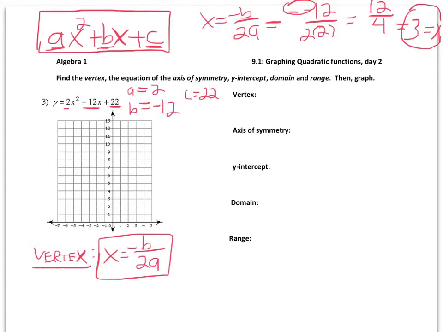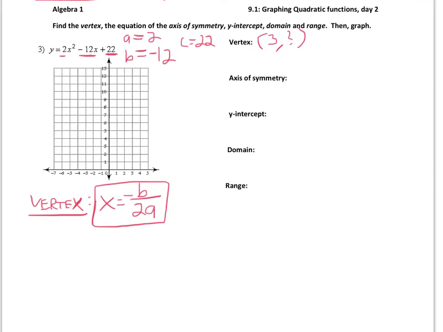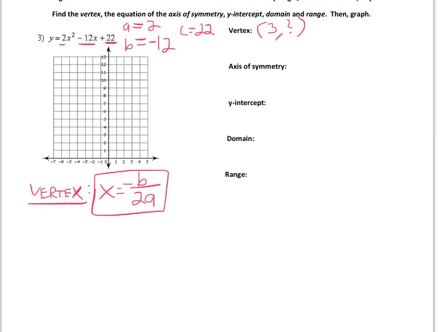Now, a little bit more work. The vertex is 3, and I'll put a little question mark, because I don't know what the y value is. Now I can go to an xy chart. To figure out the y value for the vertex, I take this 3 and plug it into all the x's in the equation. So it becomes 2 times 3 squared minus 12 times 3 plus 22. You could even put that in your calculator. I'm going to show you the work for it.